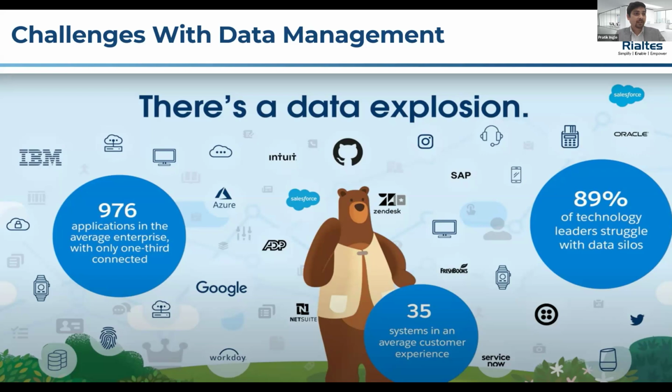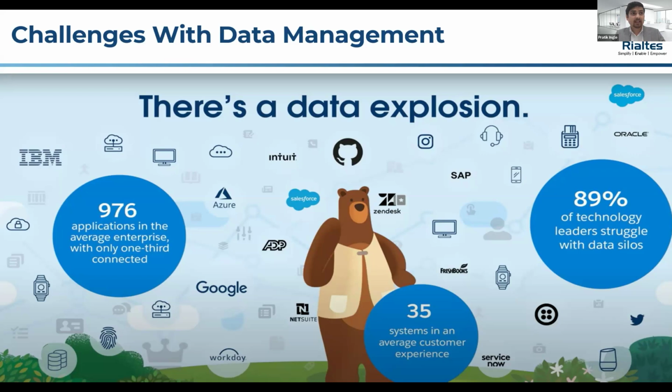35 systems in an average customer experience, right? So there are different parts of systems. We have backend systems, mid systems, and then front end systems. Back office, mid office, and front office is how organizations typically bifurcate between the different types of systems that they have. So on average, there are 35 systems which are customer facing or which impact customer experience. Again, a staggering amount of systems, 35 different databases that we are talking about here.